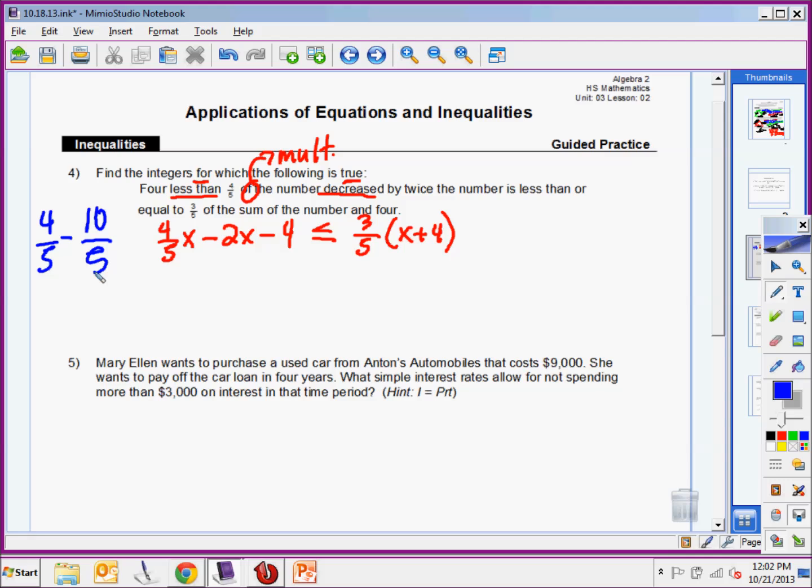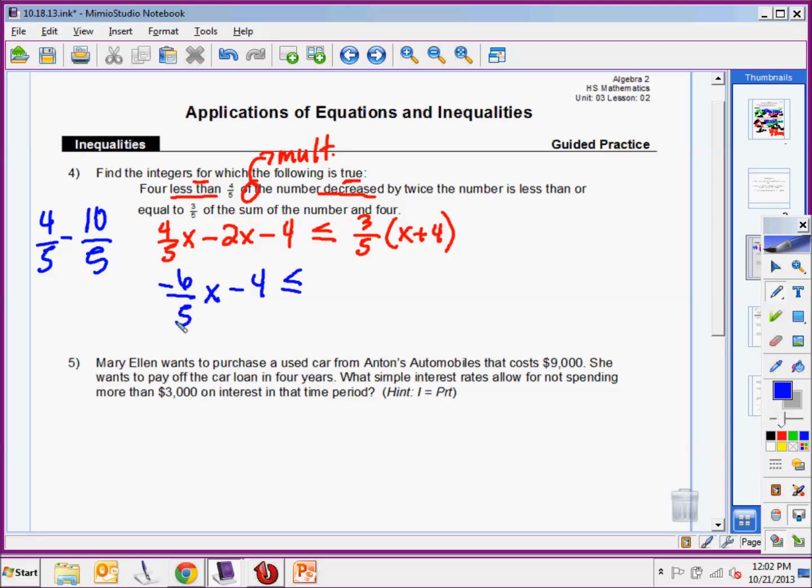So what's 4 minus 10? Negative 6. Negative 6 over 5. You don't do the bottom number, you only subtract the numerators. So negative 6 over 5, x minus 4.